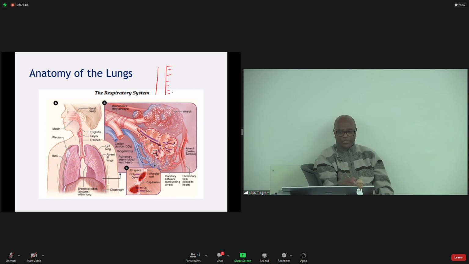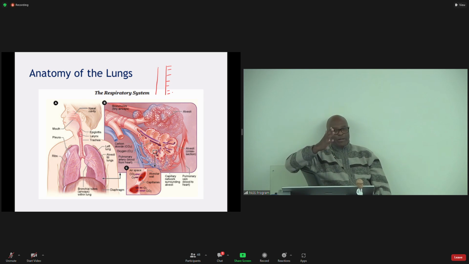Dilate. What happens to resistance? Go up or down? Down. Pressure goes up or down? Down. Flow goes up or down? Up. That means resistance, did it drop or go up? Resistance drops. So that means when you drop intrathoracic pressure, you're also going to translate it to the vasculature.